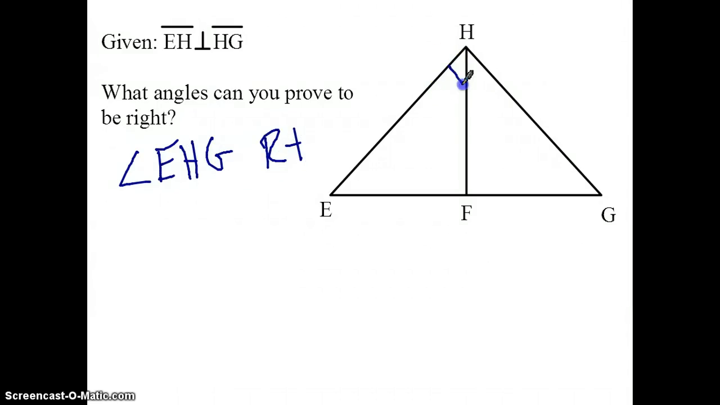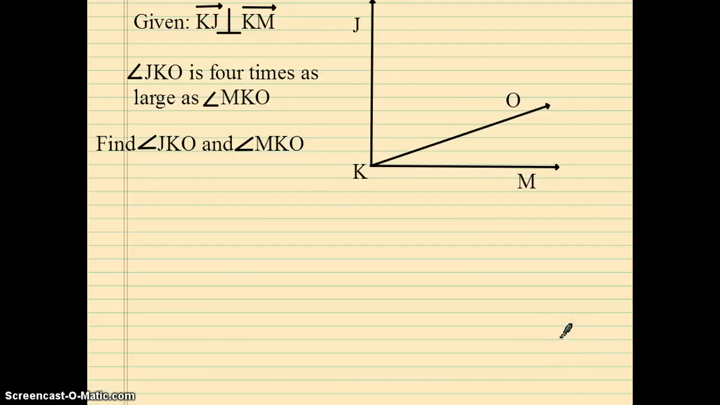This angle right here. Now, if you want to write it as angle GHE, that's fine, but we're still talking about the same angle. That's the only angle we know for a fact is a right angle. As much as EFH and GFH look like they might be right, we don't know. We need more information to be able to conclude that they are right angles.